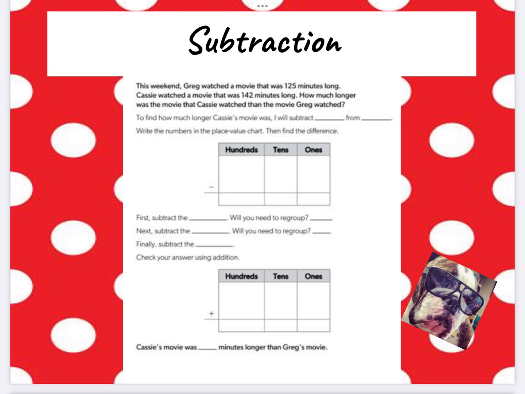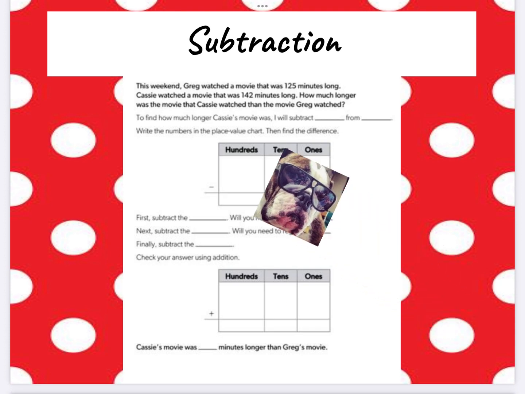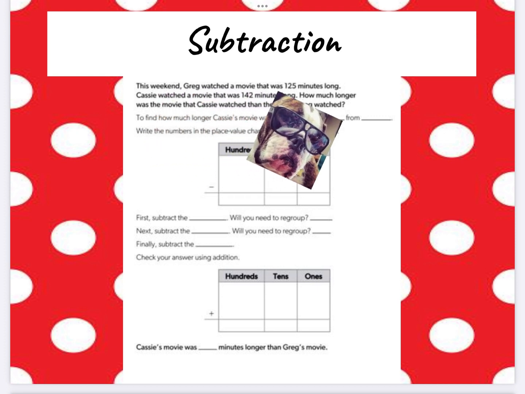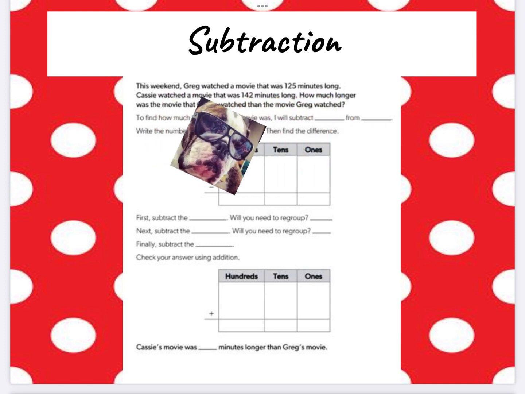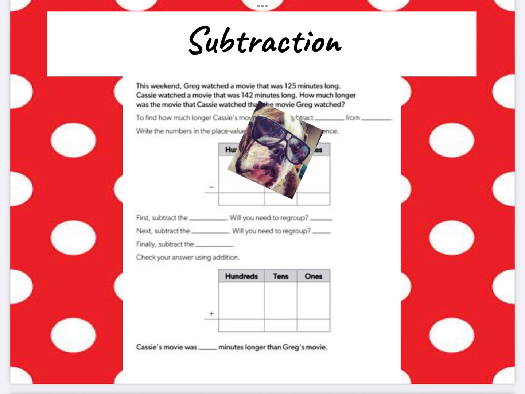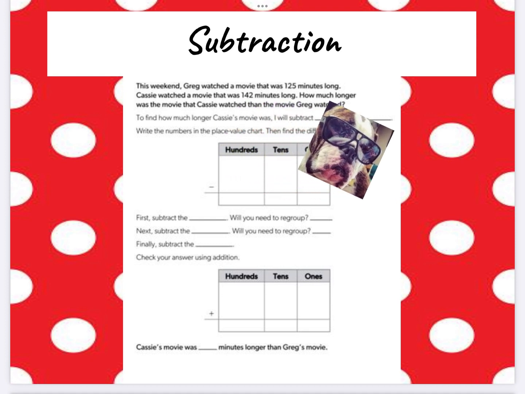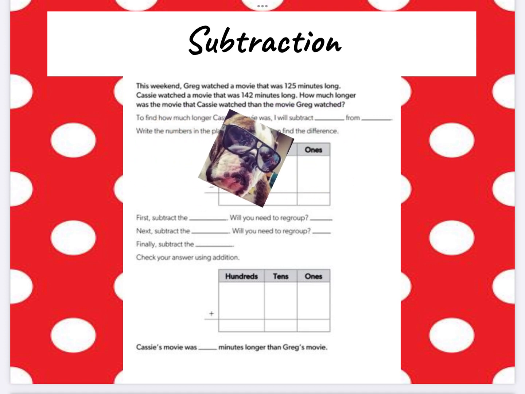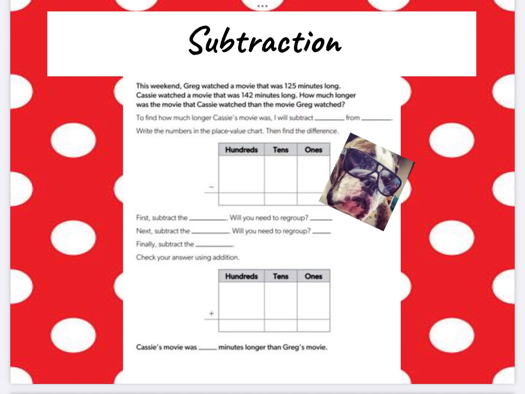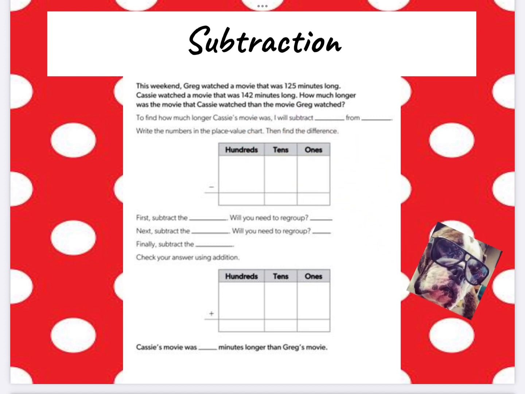Let's practice with this problem. This weekend, Greg watched a movie that was 125 minutes long. Cassie watched a movie that was 142 minutes long. How much longer was the movie that Cassie watched than the movie Greg watched? Remember, friends, when we compare, we subtract. Good job. And so we're comparing the two friends.